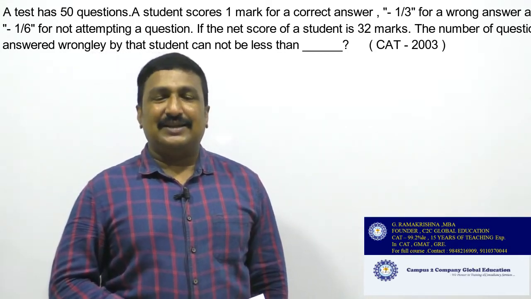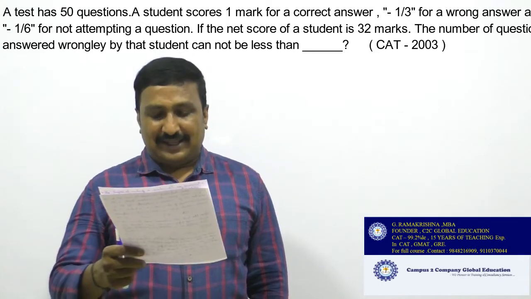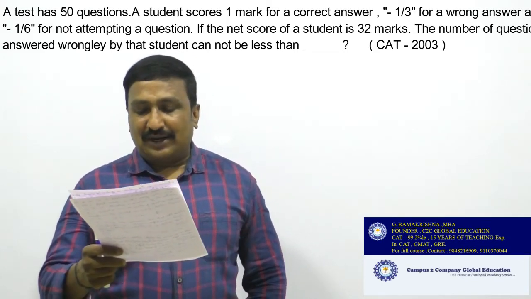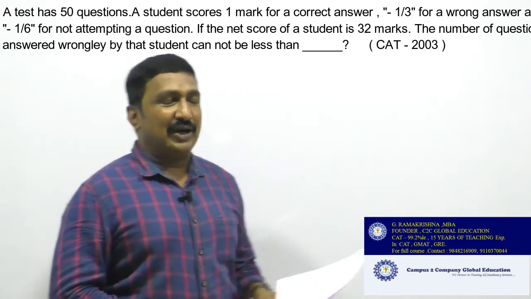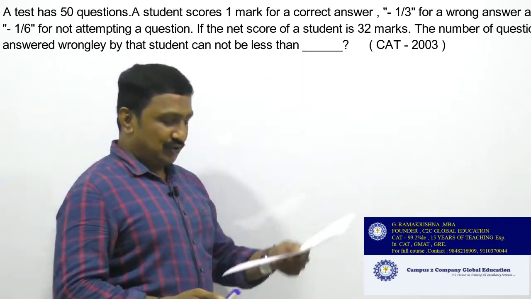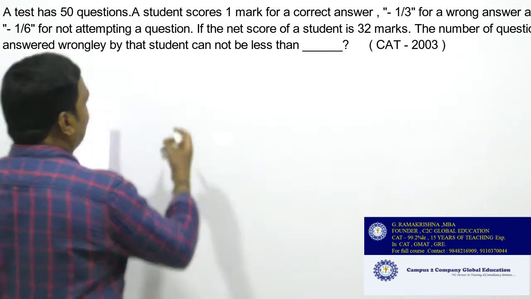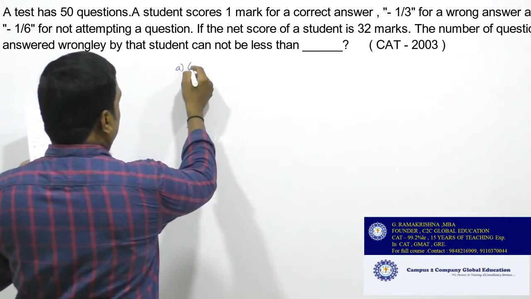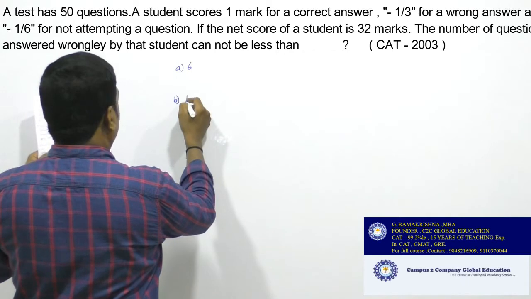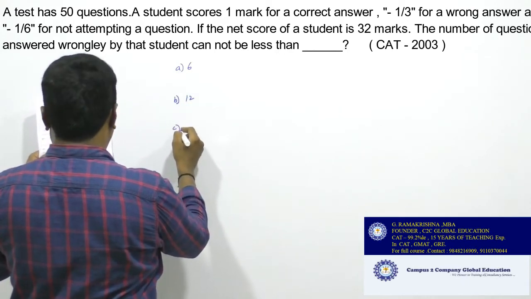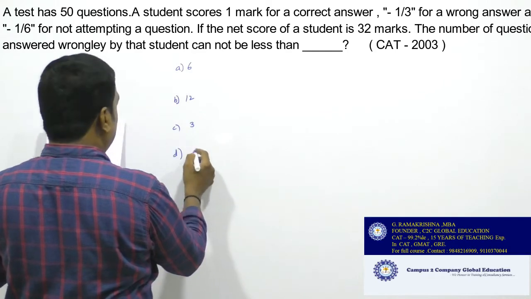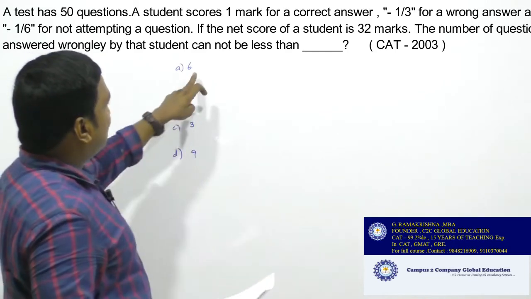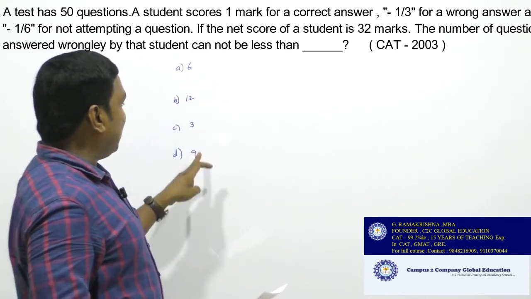But in this case, they are asking which of the following cannot be the number of questions answered wrongly by the students, cannot be less than dash. Okay, now friends, this is the 2003 question. Here the options are: first option is 6, second option is 12, third option is 3, and fourth option D is 9. Right, friends?